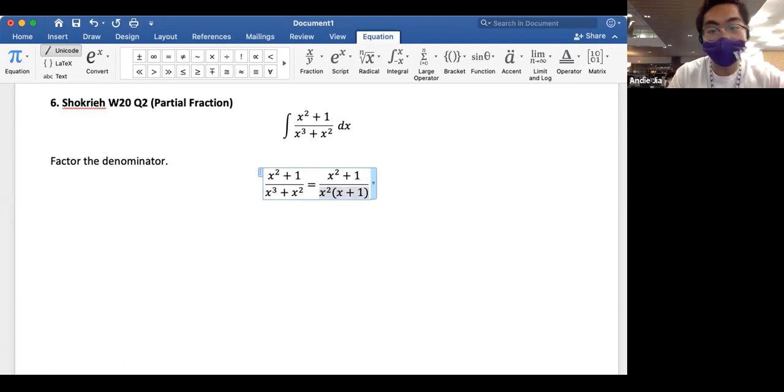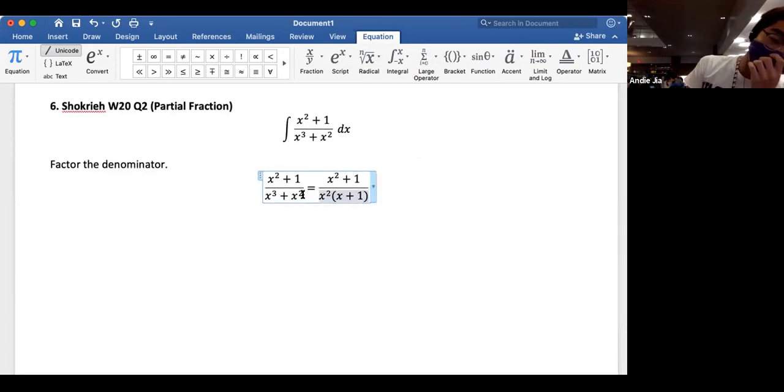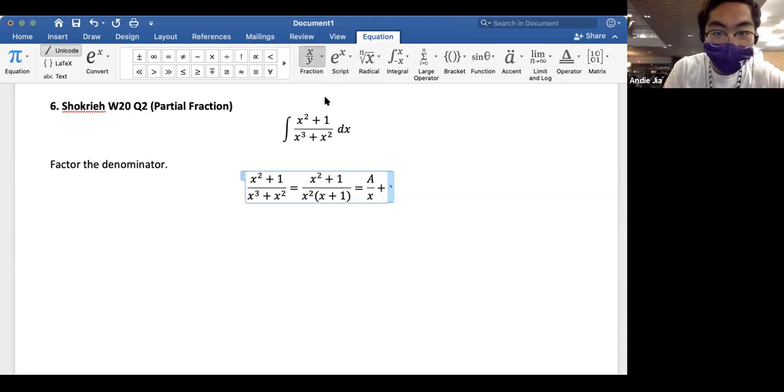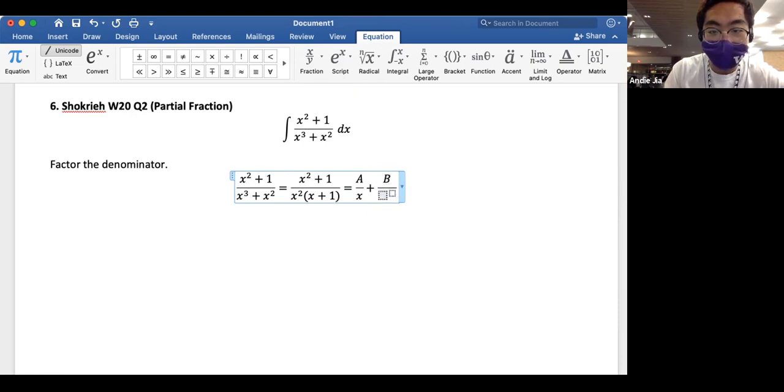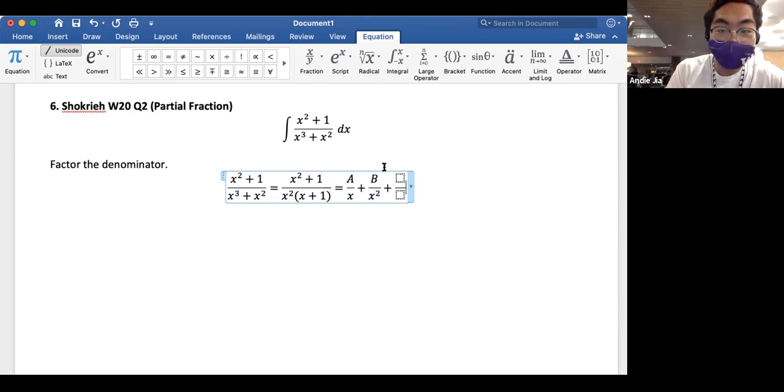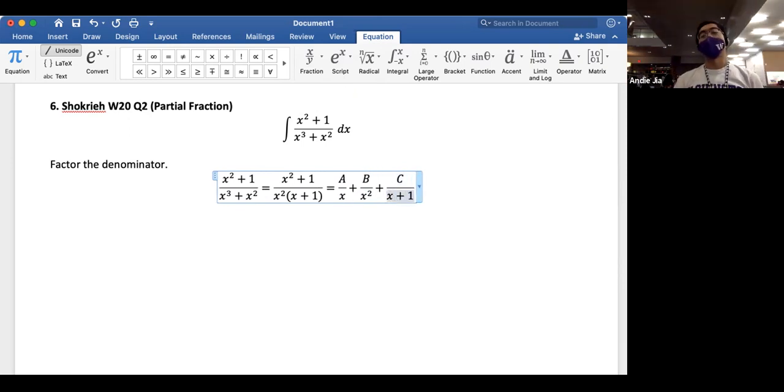x plus 1 is again the same process, but I haven't typed it out. So it's going to be a over x plus b over x squared. So this is the repeated linear factor. Plus c over x plus 1.